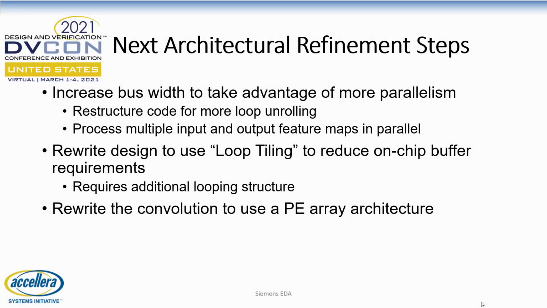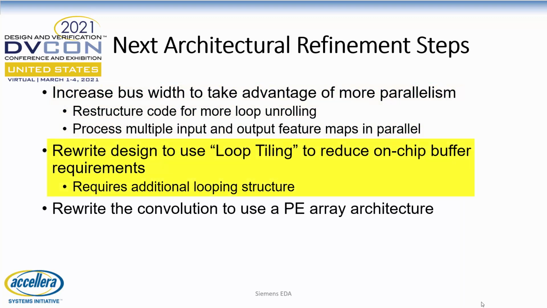There are a number of other architectural refinement steps that could be done at this point. One would be to increase the bus width to take advantage of more parallelism by reading and writing multiple data in parallel. This would allow us to restructure the code to perform even more loop unrolling for more parallelism, and would also allow us to process multiple input and output feature maps in parallel.